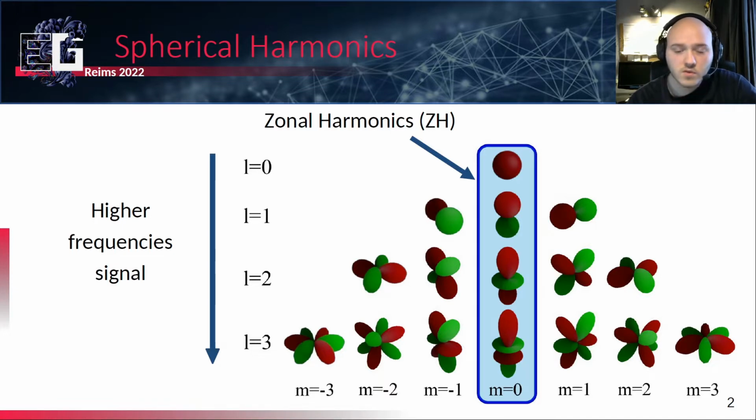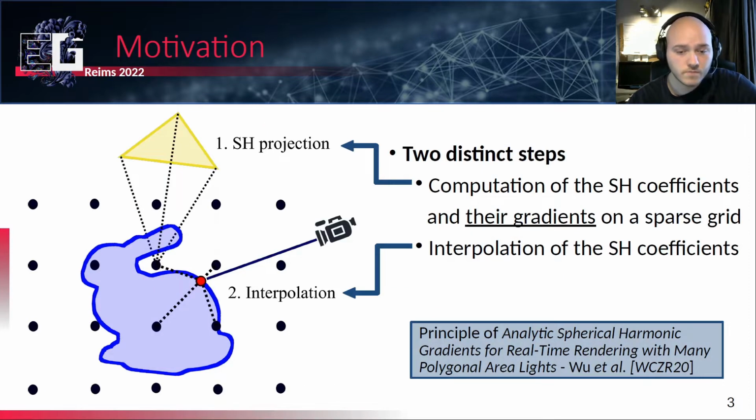However, computing the spherical harmonics coefficient representing the radiance at each shading point is costly, and it quickly becomes intractable to project the radiance onto the spherical harmonics at each frame for close-range lighting. To reduce this cost, Wu and colleagues proposed to compute the spherical harmonics coefficient only on a sparse grid to interpolate them at each shaded points.